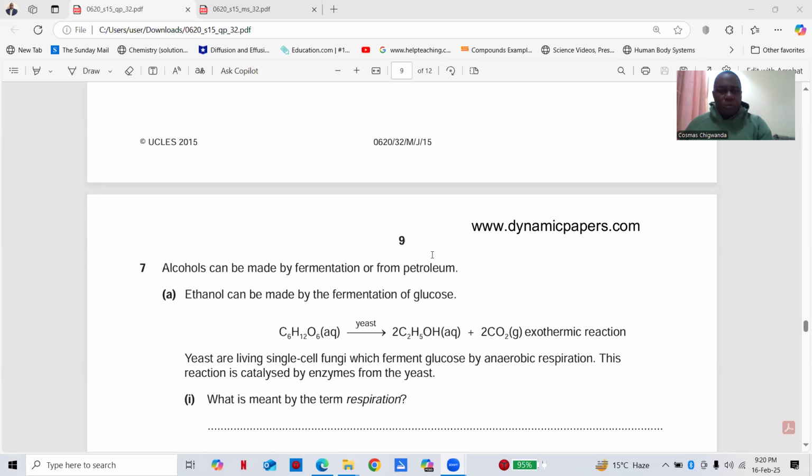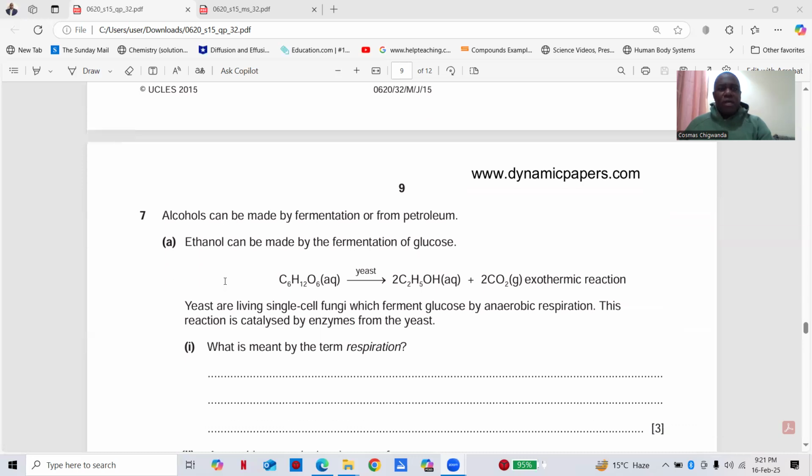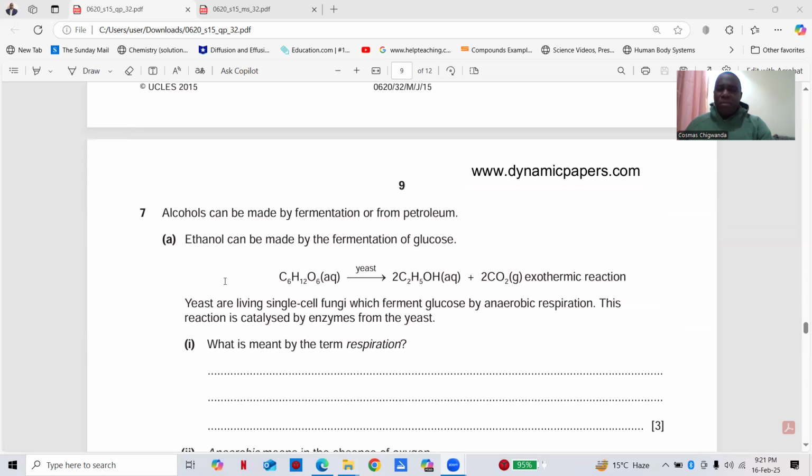You know, petroleum can also be called crude oil. It's the source of all hydrocarbons that we use throughout the whole world today. That's why you find out that most countries in the Middle East, their economies are stable because they possess petroleum. So we want to look at question number 7, which reads, ethanol can be made by fermentation or petroleum.